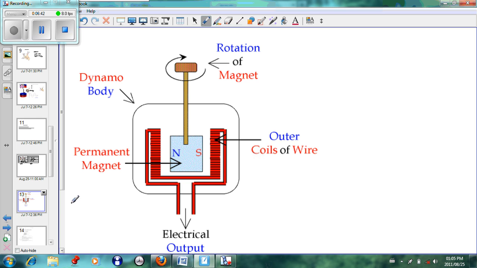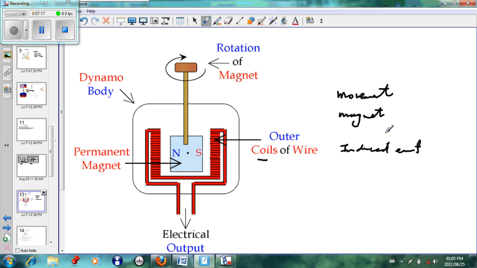Here's just an example of an application of the induced EMF. Here we have a dynamo where we've got this piece on the top that's rotating, and as a result it's rotating this piece here, which is the magnet. So there's a movement of the magnet, it's a permanent magnet, and then we've got coils on the outside. Because there is movement of a magnet, we induce an EMF. So this is how a dynamo works.